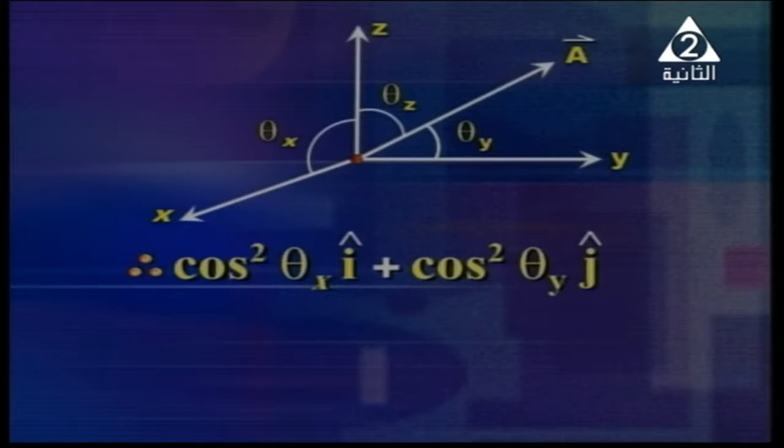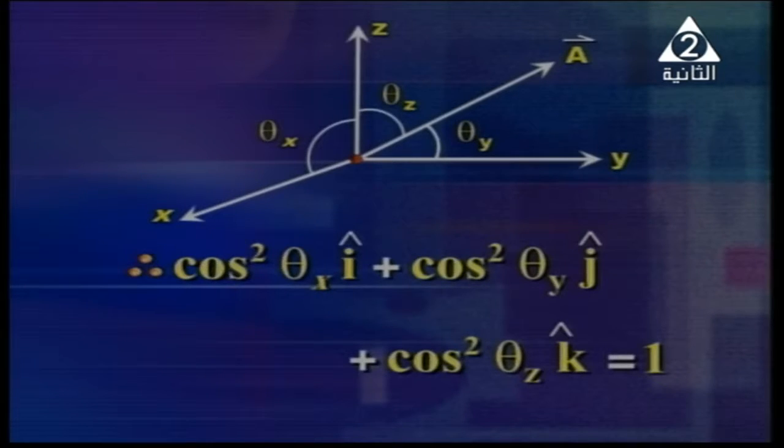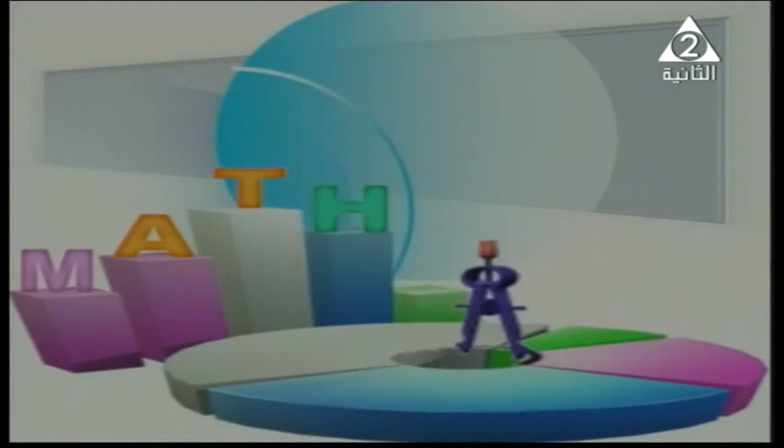Cosine power 2 theta x plus cosine power 2 theta y plus cosine power 2 theta z equals 1. This rule is very important. Why? Because it is a unit vector: the square root of the first power 2 plus second power 2 plus third power 2 equals 1. This is a unit vector.